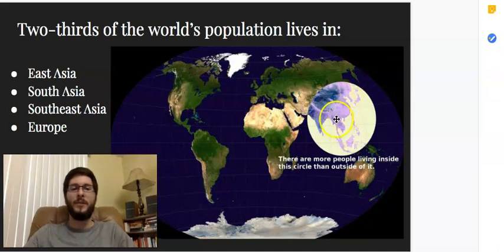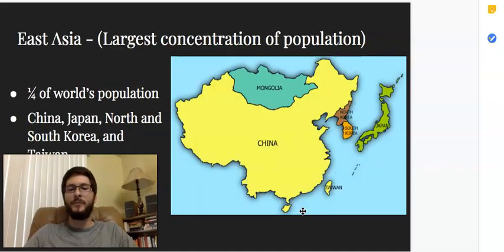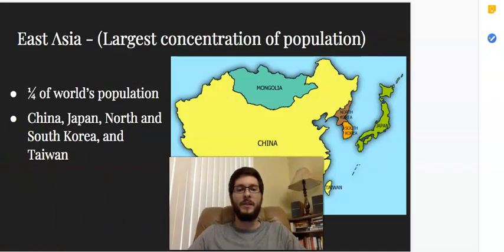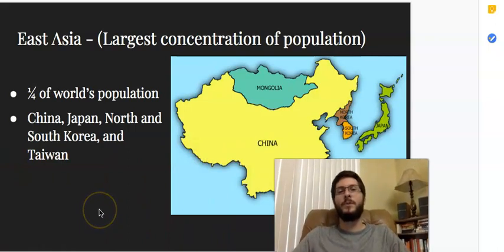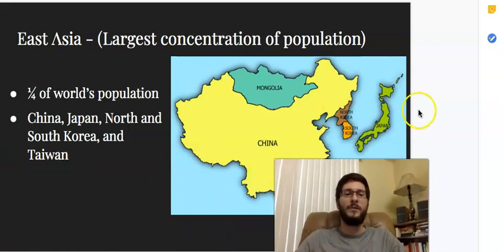We have East Asia, we have South Asia, then we have Southeast Asia, and that makes up a huge chunk of the world's population, just right there. Okay, so I want us to look briefly at these four centers of population concentration in the world. Taking a look at the first one, East Asia, a quarter of the world's population comes from just these few countries.